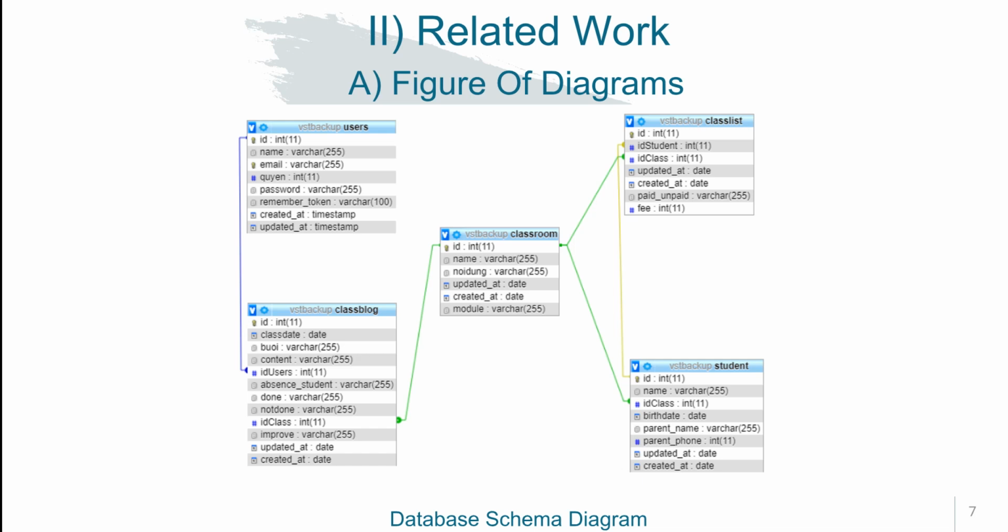The class block table is the connection of teacher and manager to the classroom. Class block helps the manager know, for a classroom, what day it is and what content the teacher taught that day. They can know how many students were absent, what they have done, what was not done, and what they need to improve.